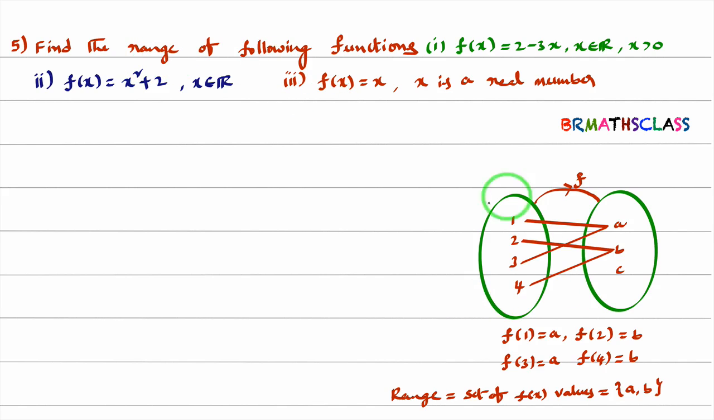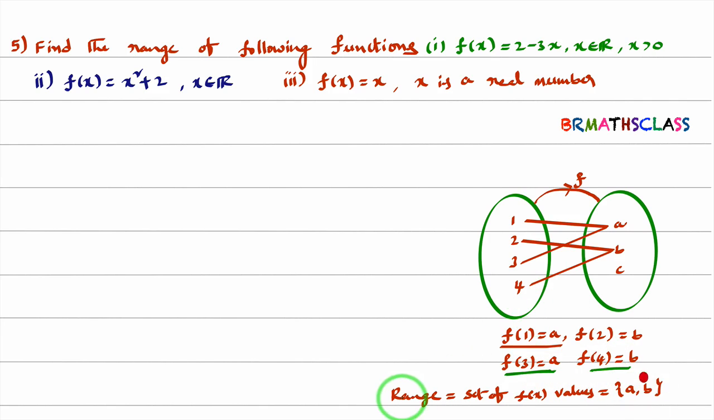You observe this diagram. It is a function because for every element in the first set there exists only one element in set B. That's why it is a function. Now, what is the image of 1? The image of 1 is A. That we write like this: f of 1 is A. What does it mean? It means the image of 1 is A. f of 2 is B, that means the image of 2 is B. f of 3 is A, that means the image of 3 is A. Similarly, the image of 4 is B.